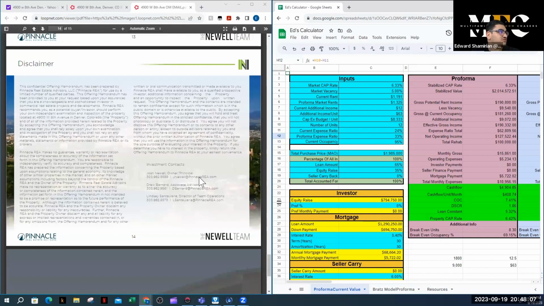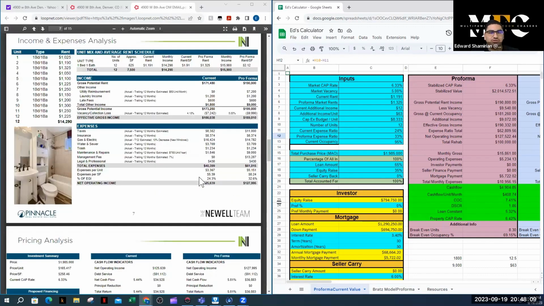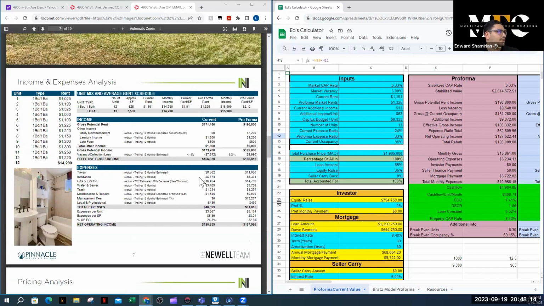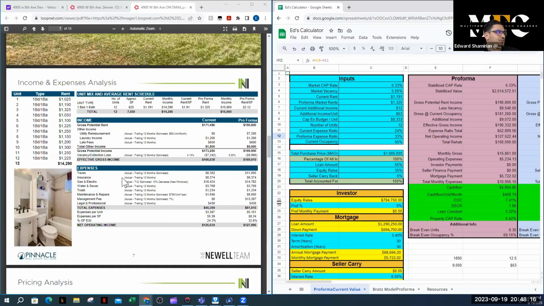And that's it. So that's the OM. And Dan, kind of to your point about having a T12 or a rent roll, this is the best I'm going to get out of an OM. Sometimes they include the T12, sometimes they include the rent roll. Less often the rent roll, more often the T12.